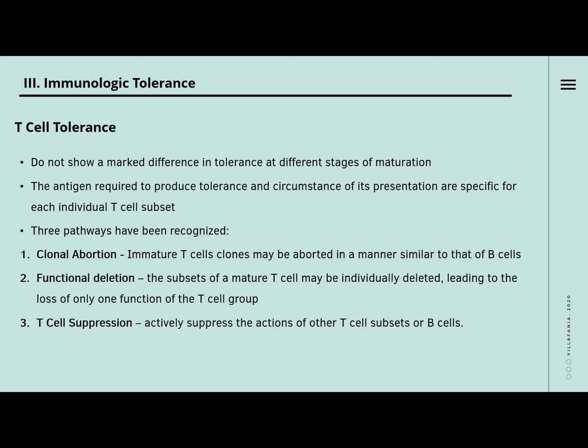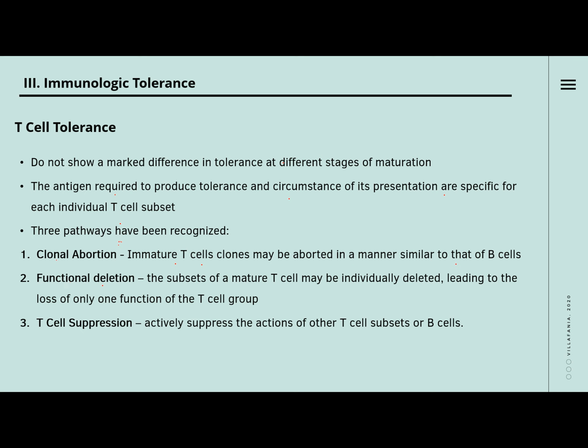So let's go to your T cell tolerance. So sa T cell tolerance, class, it does not show a marked difference in tolerance at different stages of maturation. The antigen required to produce tolerance and circumstances of presentation are specific for each individual T cell subset. So there are three pathways that have been recognized. The first one is your clonal abortion. Immature T cell clones may be aborted in a manner similar to that of B cells.